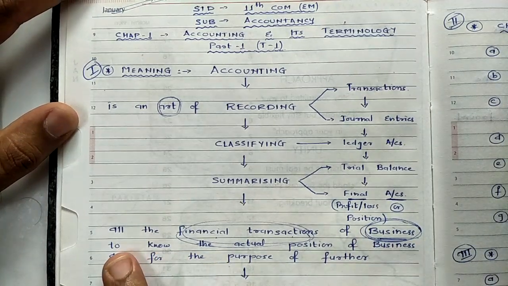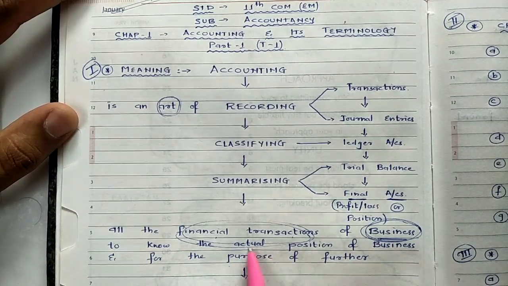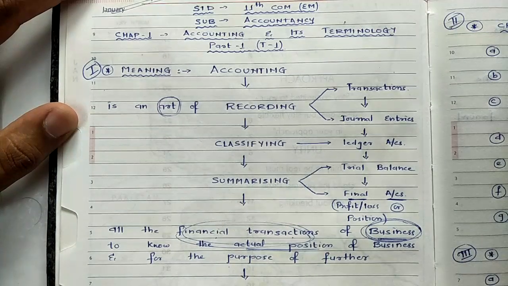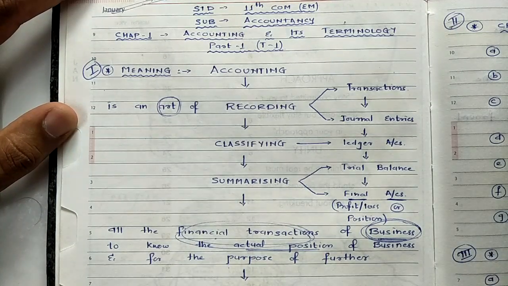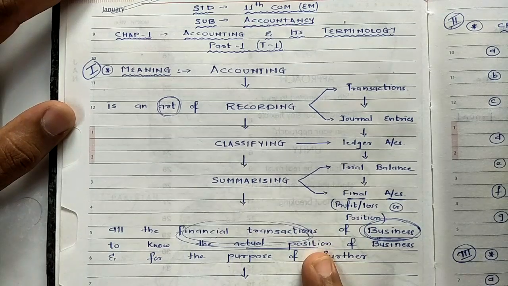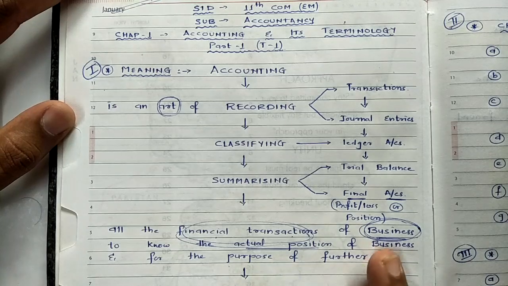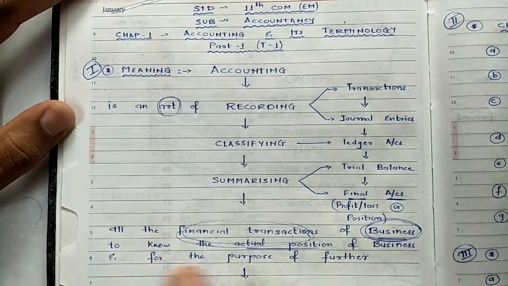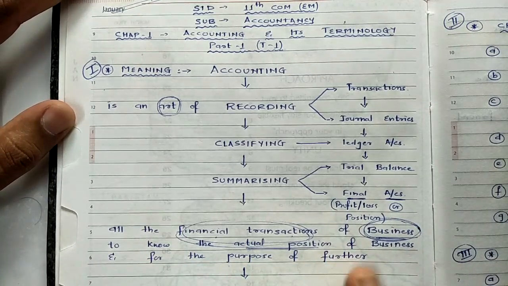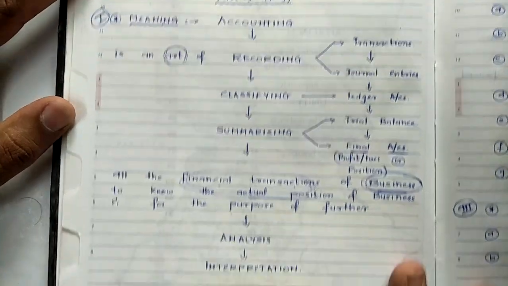Why do we do so? To know the actual position. Actual position means determining whether the company is growing or declining. So in order to identify the position, we carry out this procedure of business. And why do we write it? It is for the purpose of analysis.